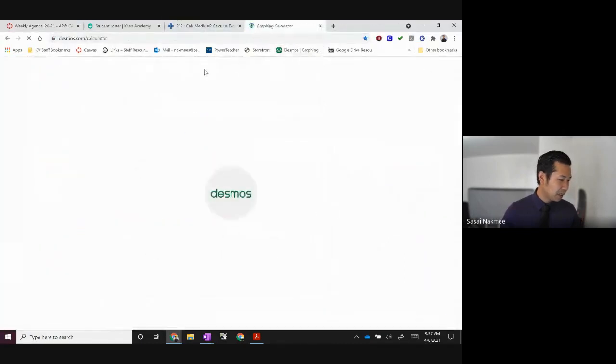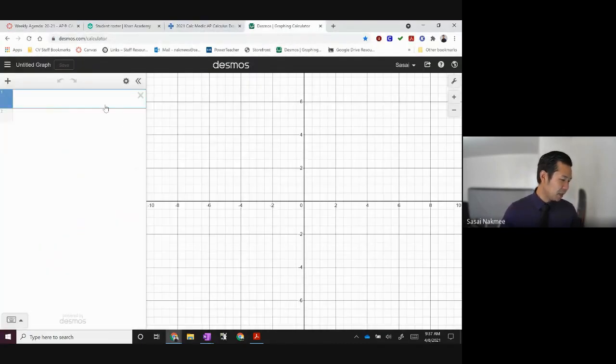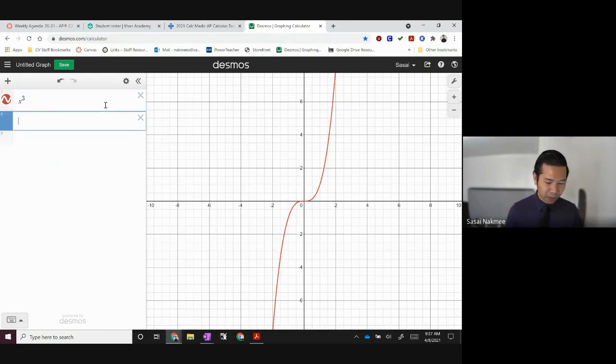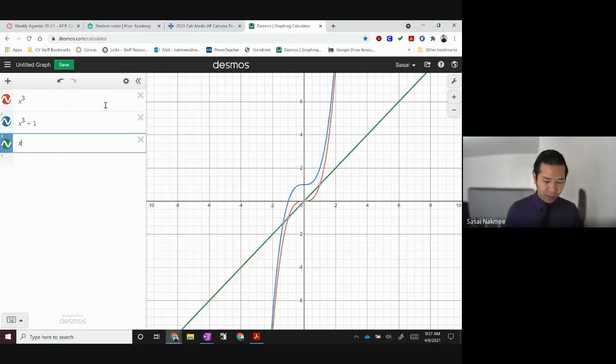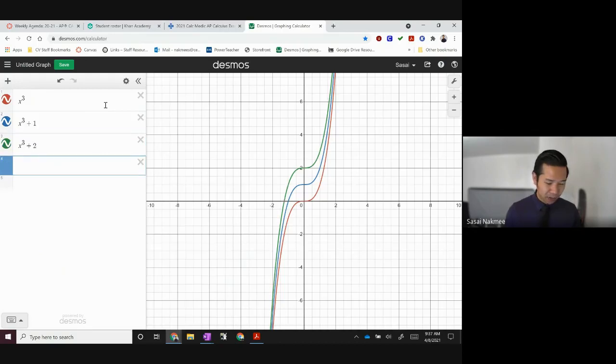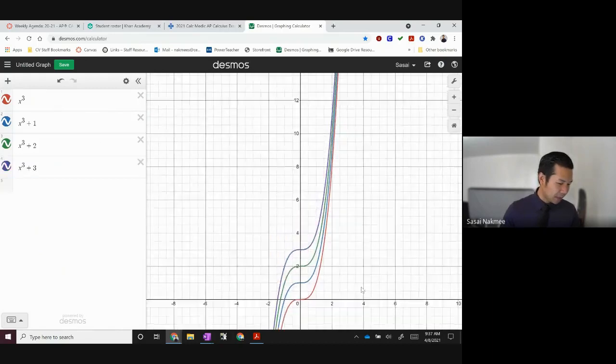I just want to show you here, there's one trick that we do to incorporate all possibilities. If I have here x cubed, and then aside from that, let's do x cubed plus 1, and then the next one is x cubed plus 2, and the next one is going to be x cubed plus 3. You guys get the idea where I'm going with this. You can kind of see it.